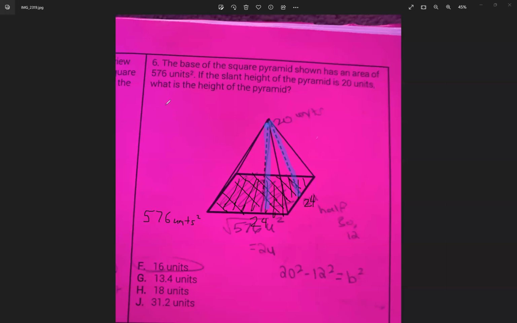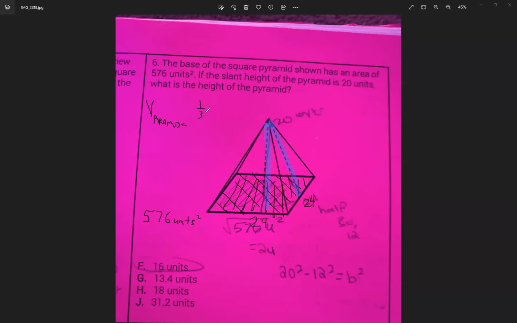The base of the square pyramid has an area of that. If the slant height is 20 units, what is the height of the pyramid? Give me the volume of a pyramid formula. Volume of a pyramid, right rectangular pyramid. Is it 1/3? Yeah. The volume of a pyramid is 1/3 base times height.